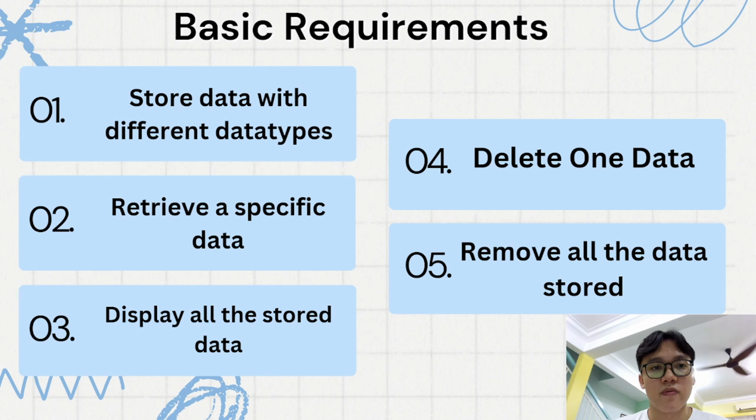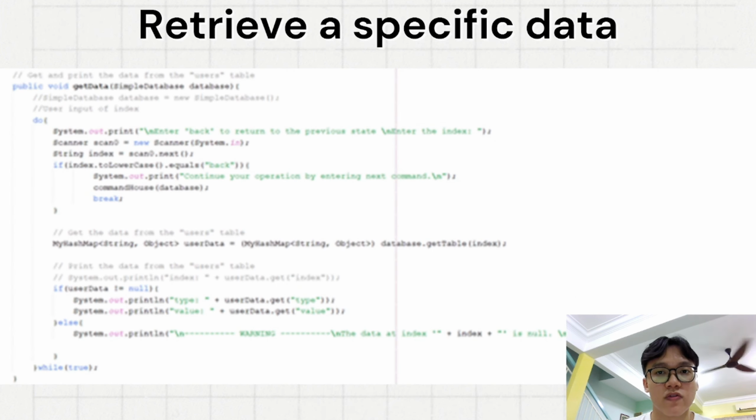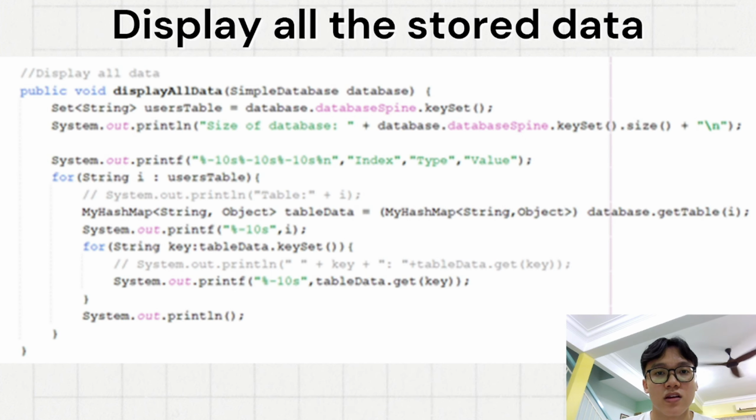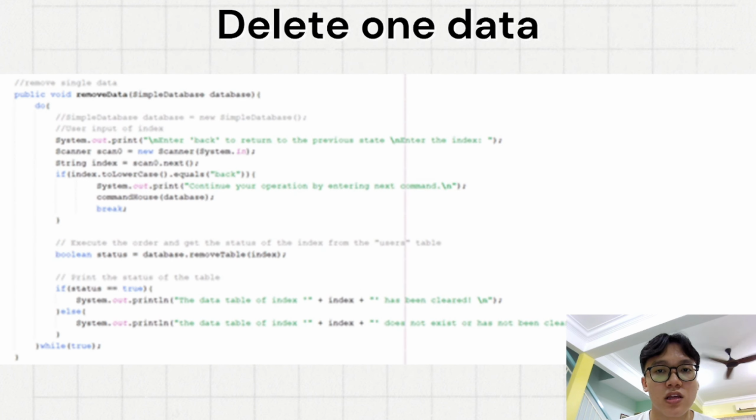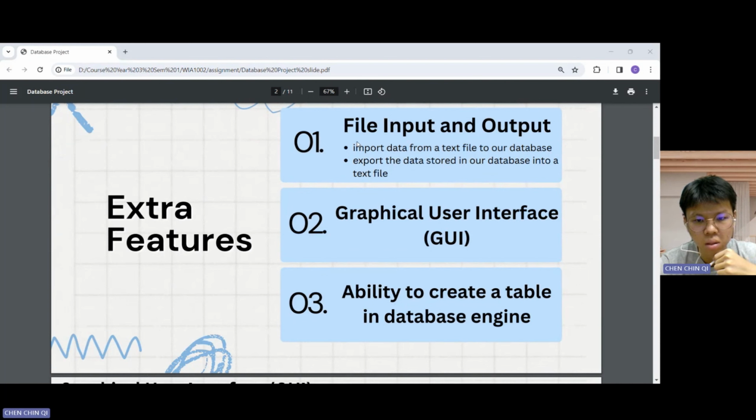Next, we have the basic requirements: store data with different data types, retrieve a specific data, display all the stored data, delete one data, and remove all the data stored. These are examples of storing data in the hash map, a simple database app. Next, we have retrieve a specific data. Next, we can display all the data in the database. Then delete one data. We are allowed to delete one data by inputting the index, or the last one, and we can remove all data stored.